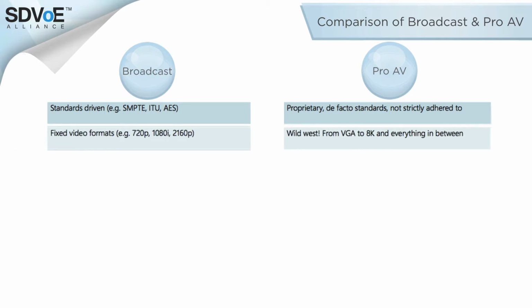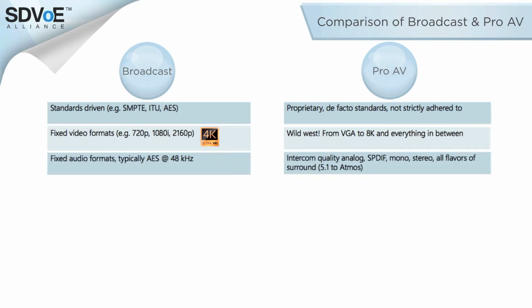In terms of video formats, broadcast is very much focused on the formats that are transmitted over air. Things like 720p, 1080i, and moving slowly but surely towards 4K, which they call 2160p. Of course, in Pro AV, it's the Wild West. We have everything from VGA through to 8K and everything in between. Again, in broadcast, typically audio formats are fixed around AES at 48 kilohertz sampling. Whereas in Pro AV, we have to deal with audio that's intercom quality. It might be S/PDIF from the back of a Blu-ray player, mono, stereo, and all flavors of 5.1.